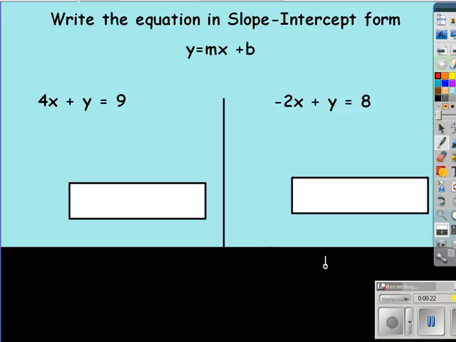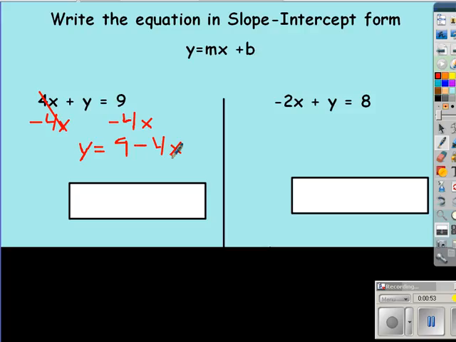If I want to get y all by itself, I have to first subtract 4x from both sides of that equation. So 4x minus 4x is 0, and I'm left with y. Now, 9 and 4x, I can't combine those. So I just have to leave it alone as 9 minus 4x. At this point, we can't combine anything.